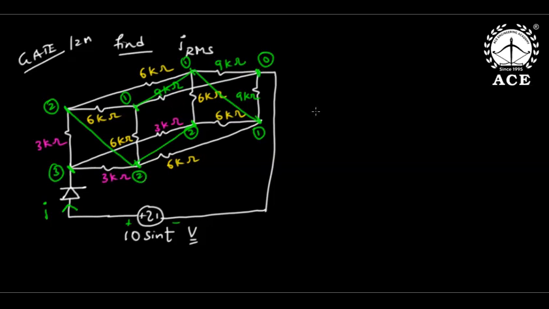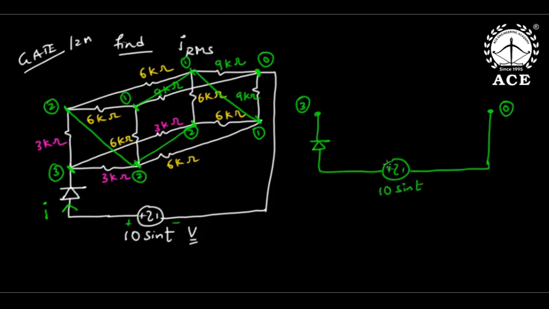Now this is third, and this is 0. This is where our diode and source are connected, and the source is 10 sine t. Now you see, this is like 2, and this is like 1, because I joined such nodes.